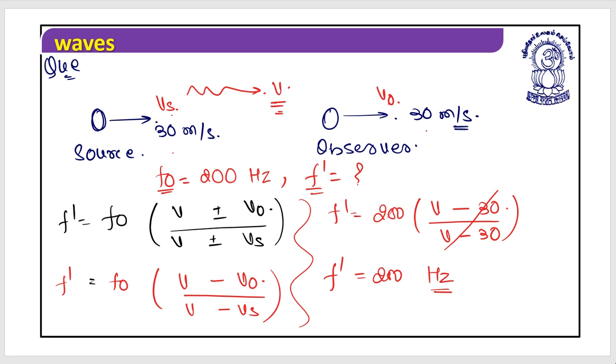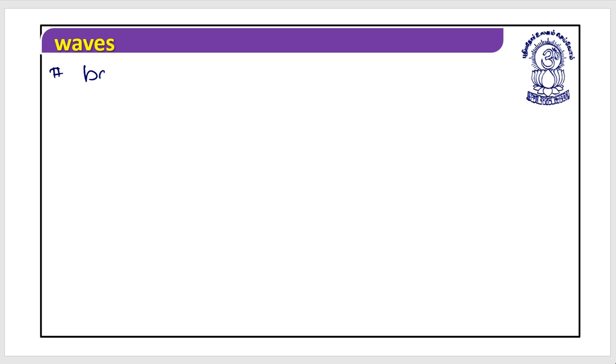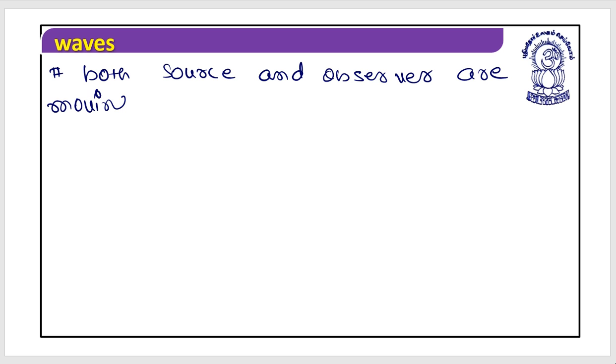Why did this happen? What do you think? Why has this happened? Yes, this is the case of no Doppler effect. But why is there no Doppler effect? Because, as you can see, the source and observer are moving in the same direction with the same speed.